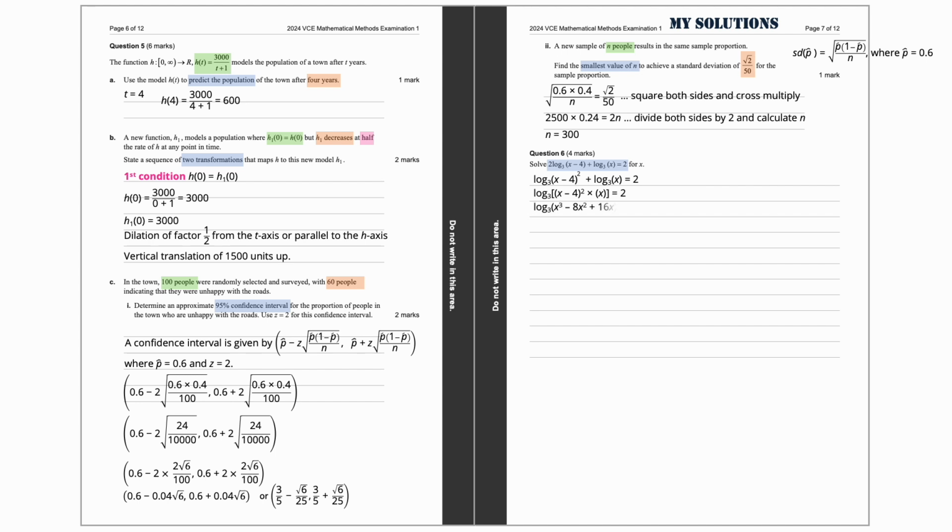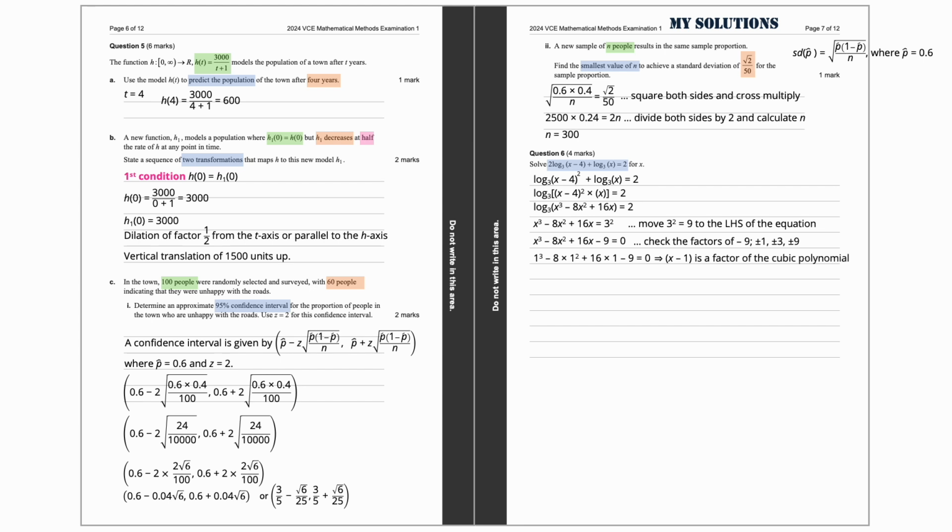We expand the brackets inside of the logarithm, and now we know that x cubed minus 8x squared plus 16x equals 3 to the power of 2. We move 3 to the power of 2, which is 9, to the left-hand side of the equation, and we obtained a cubic equation. We are going to check the factors of negative 9, plus minus 1, plus minus 3, plus minus 9. If we substitute 1 into the equation, we obtain the answer 0, which means that x minus 1 is a factor of the cubic polynomial.